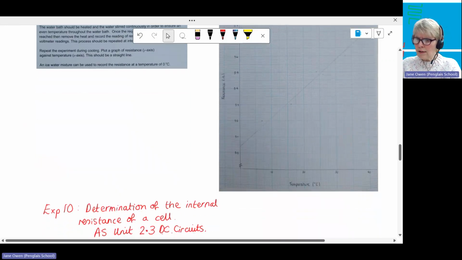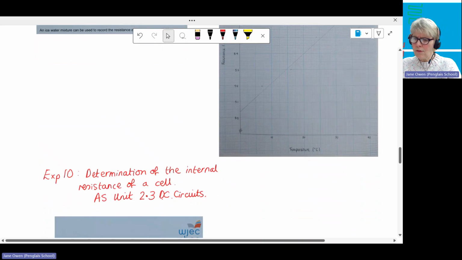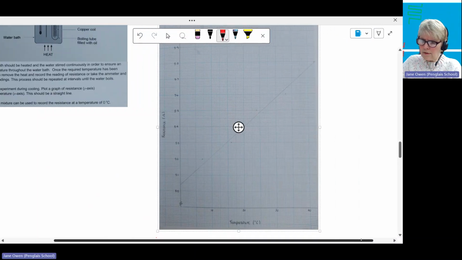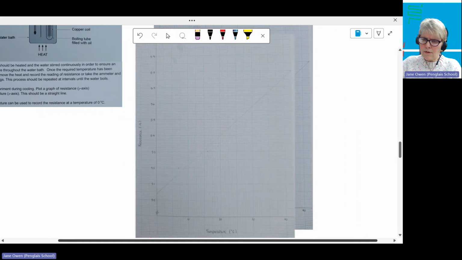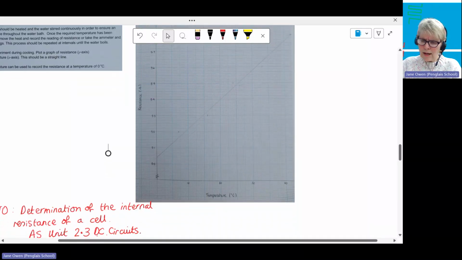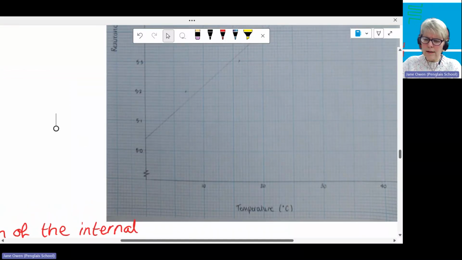Okay, so this candidate has plotted resistance against temperature. I'll move it along a little bit. Can I do that? Yes. Okay. And now notice that this candidate has done that squiggle line here.